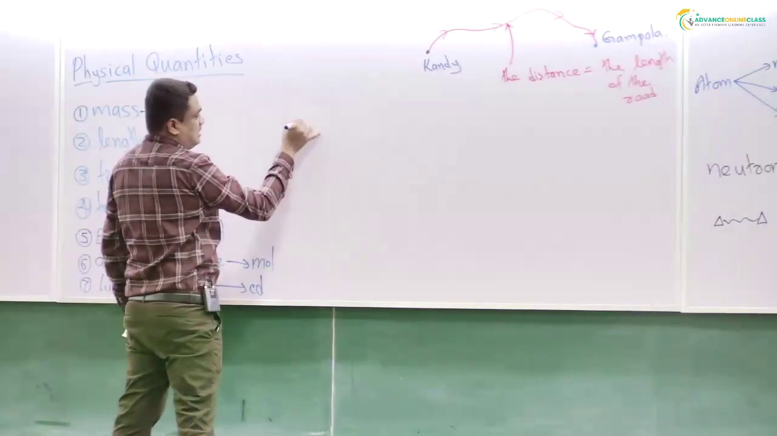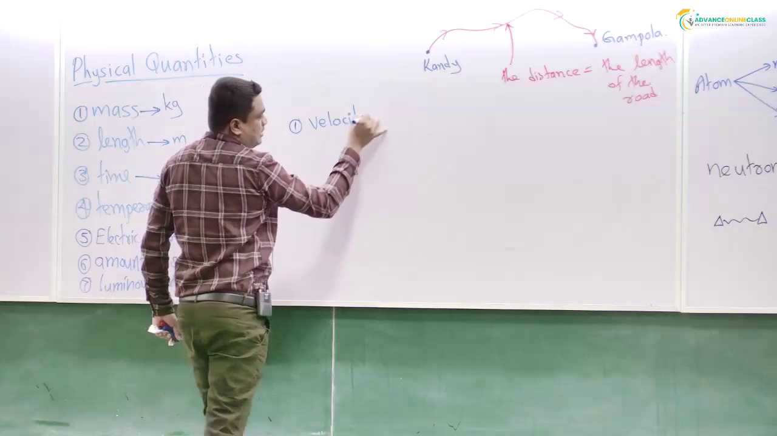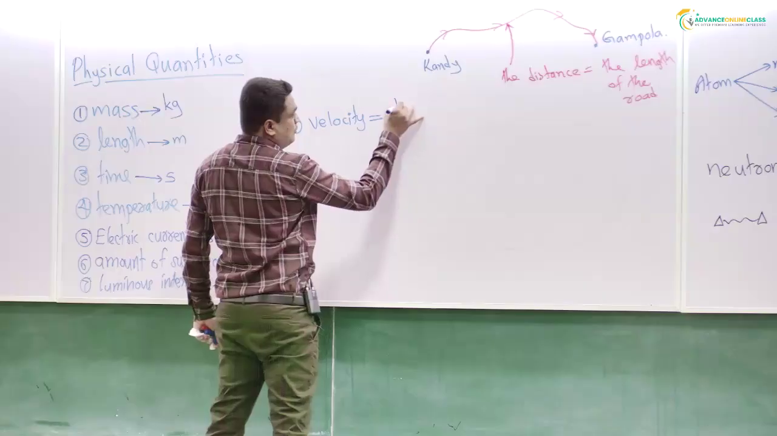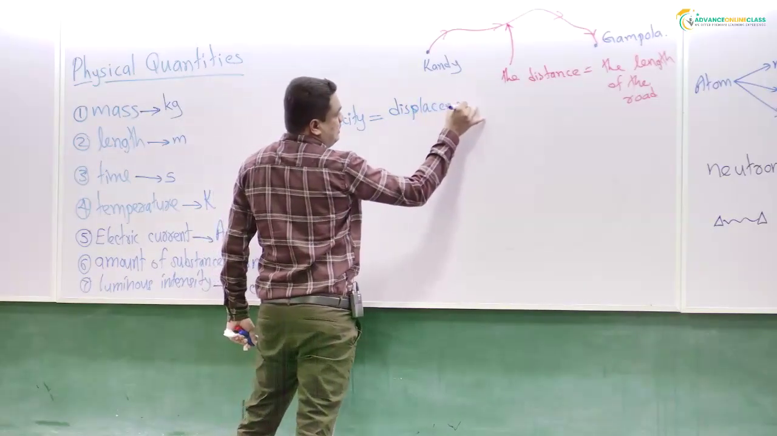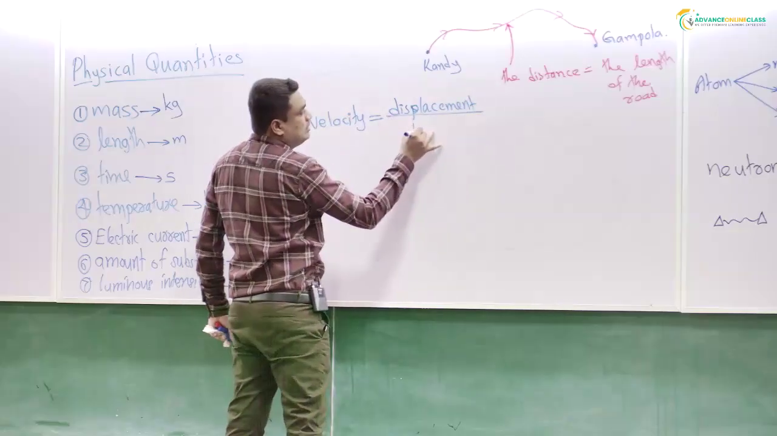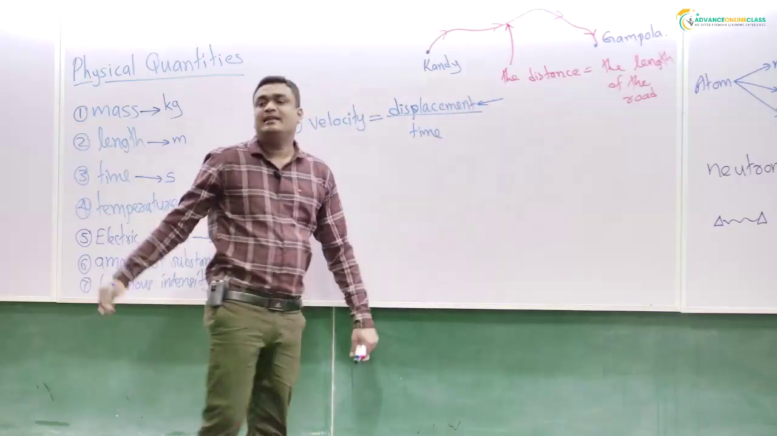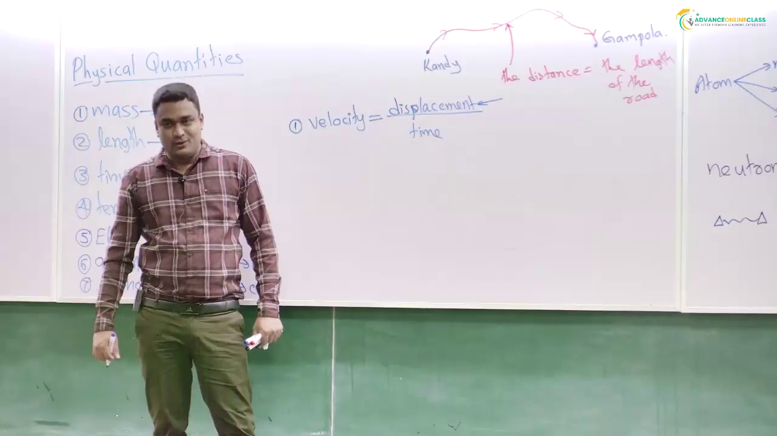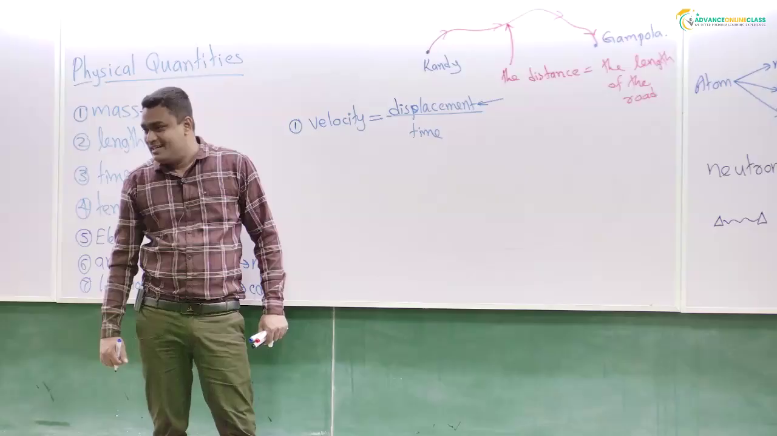Acceleration, sorry, velocity. What is velocity here? Please don't write anything, right? Velocity equals displacement over time taken. Displacement is a length. Displacement is the shortest distance. Distance is the length of a path. Therefore, displacement is a length.